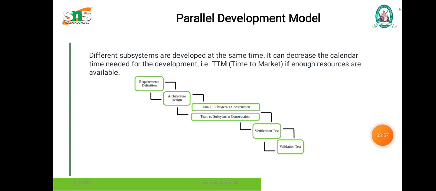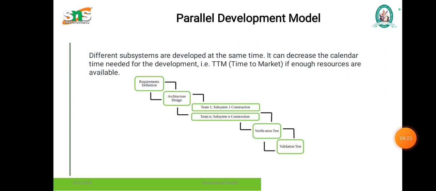The parallel development model represents different subsystems, and these subsystems are developed at the same time. It can decrease the calendar time needed for development, that is TTM, which means time to market, if enough resources are available.